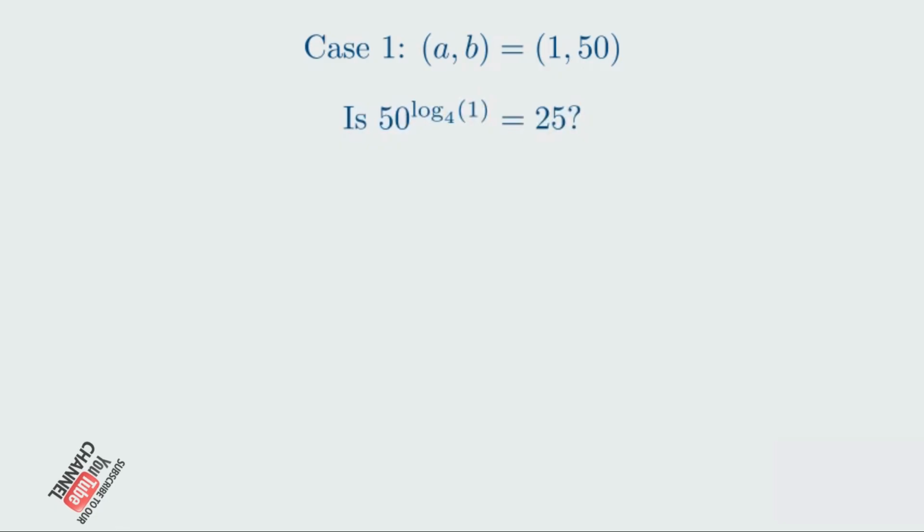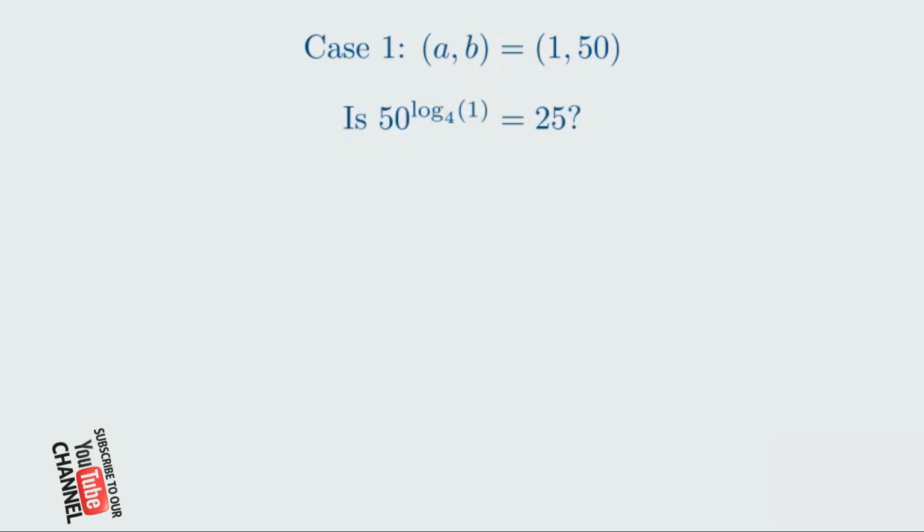Now, let's test our 3 possible pairs from before. Remember our pairs for a, b were (1, 50), (2, 33), and (5, 16). Let's start with case 1. a equals 1, b equals 50. What is log base 4 of 1? It's 0.